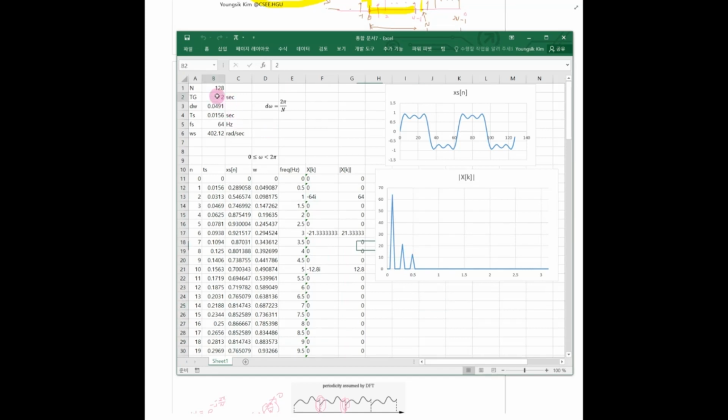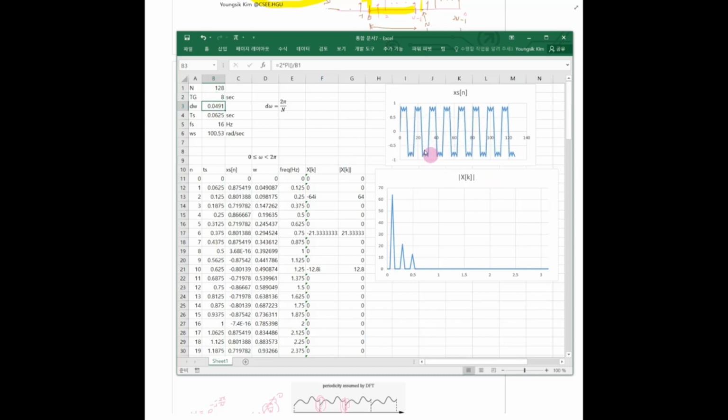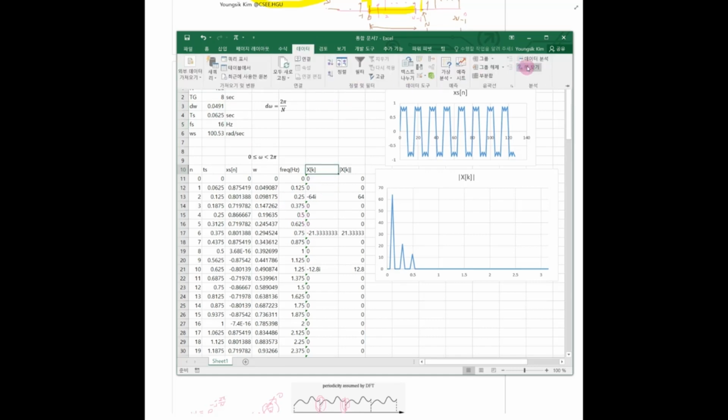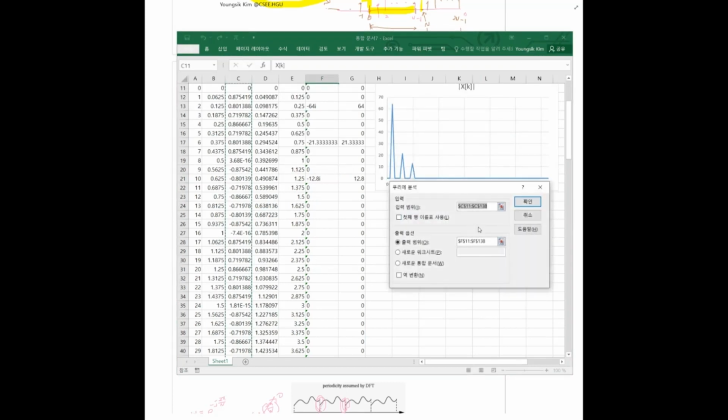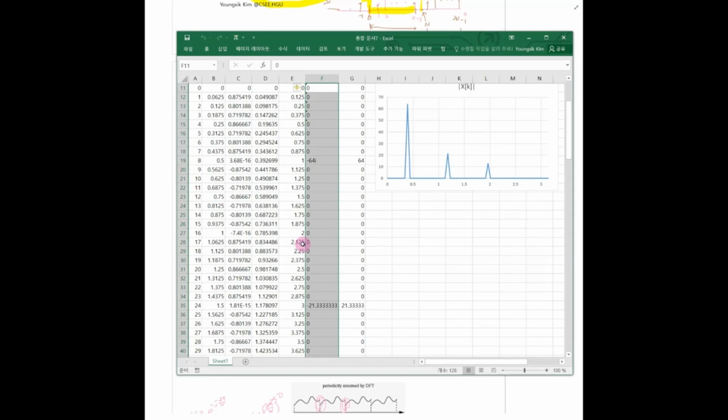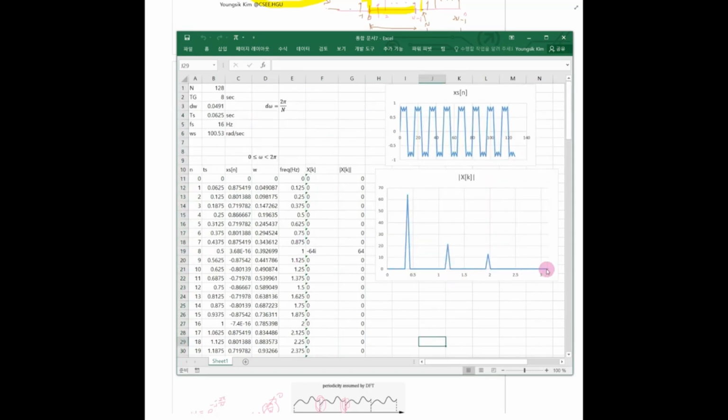If I increase this gating time up to 8, what happened? I measured 1 second, 2 seconds, 3, 4, 5, 6, 7, 8 seconds. So I measured 8 seconds. Then the sampling frequency will be 16. And what happened in the spectral domain? The spectral domain resolution is increased because of the larger window size. So that's this effect. This one is the Nyquist frequency, but in this frequency you can see 1 Hz and 3 Hz and 5 Hz. We can see more clearly. This is the effect of increasing the gating time.